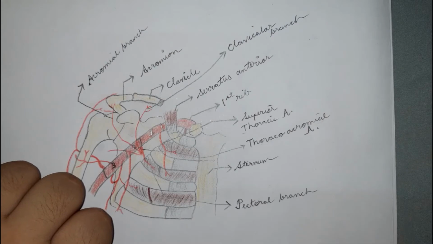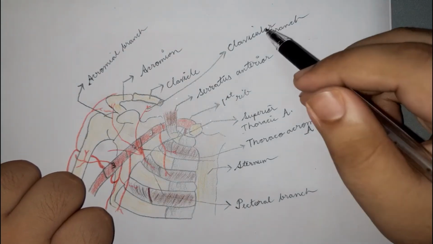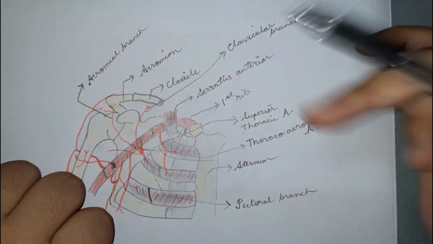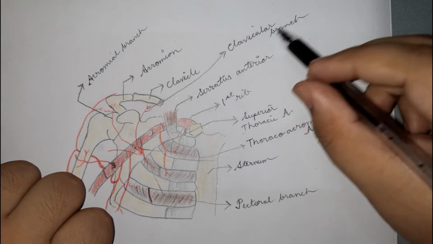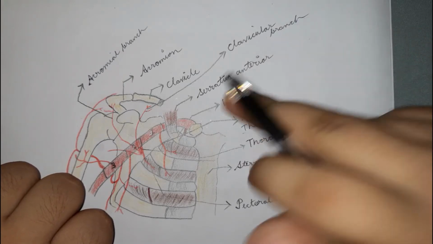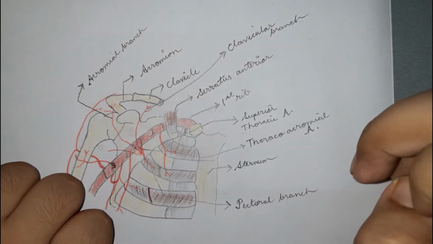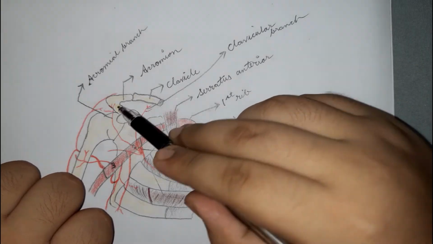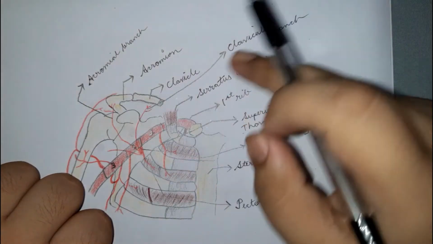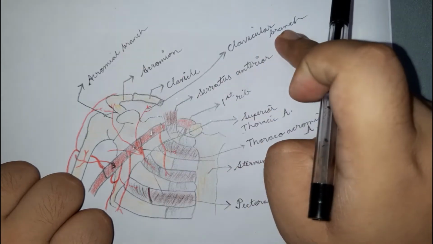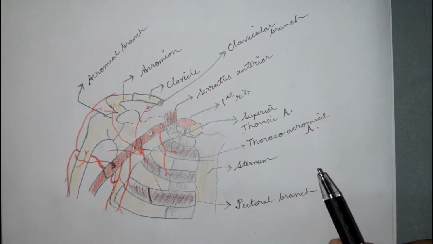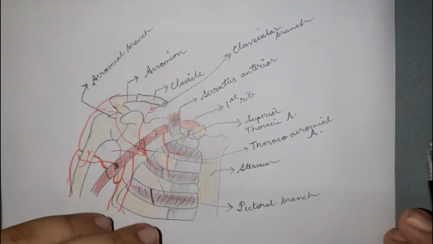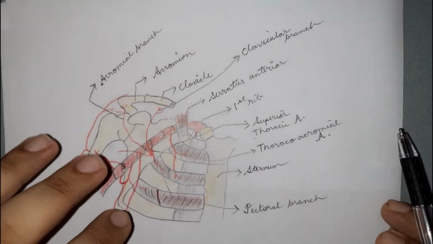The clavicular branch is one of the branches which supplies the subclavius muscle. Okay, there is a muscle over here, the subclavius, a very important muscle. We'll talk about it in later discussions. This supplies the subclavius muscle and also the acromioclavicular joint. Okay, the acromioclavicular joint is supplied by the clavicular branch. You may or may not remember. These are really low yield information.